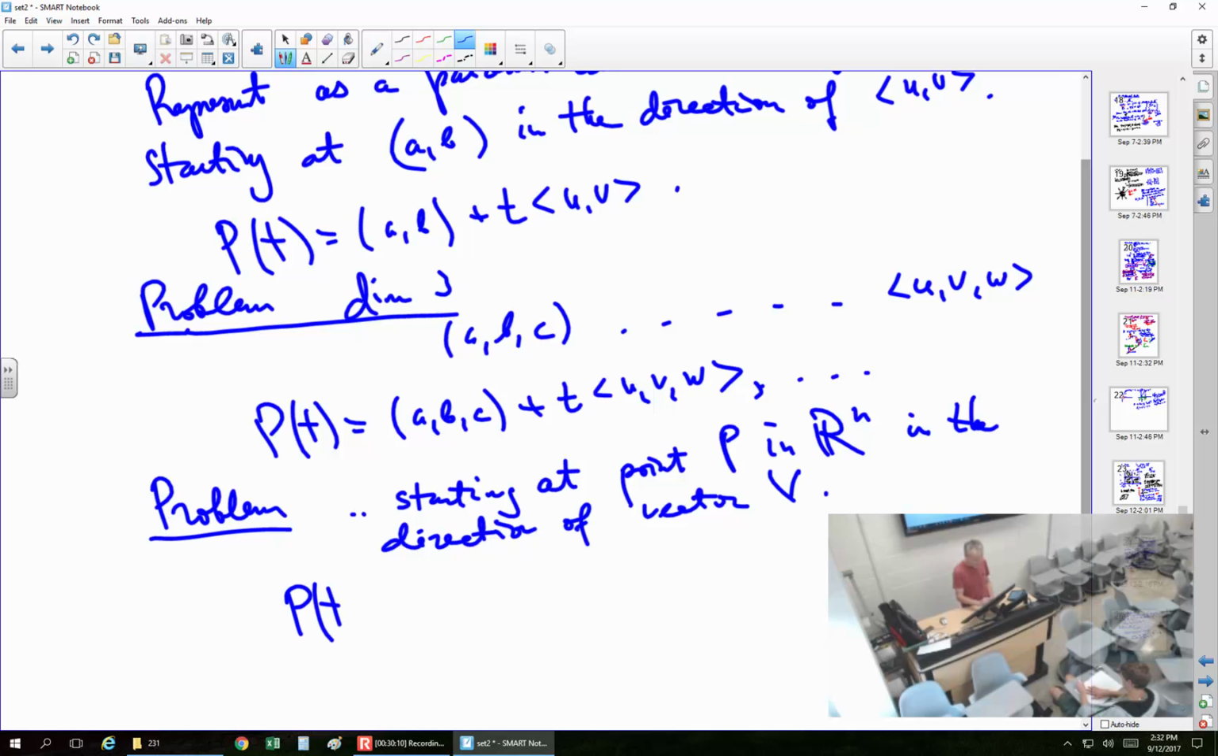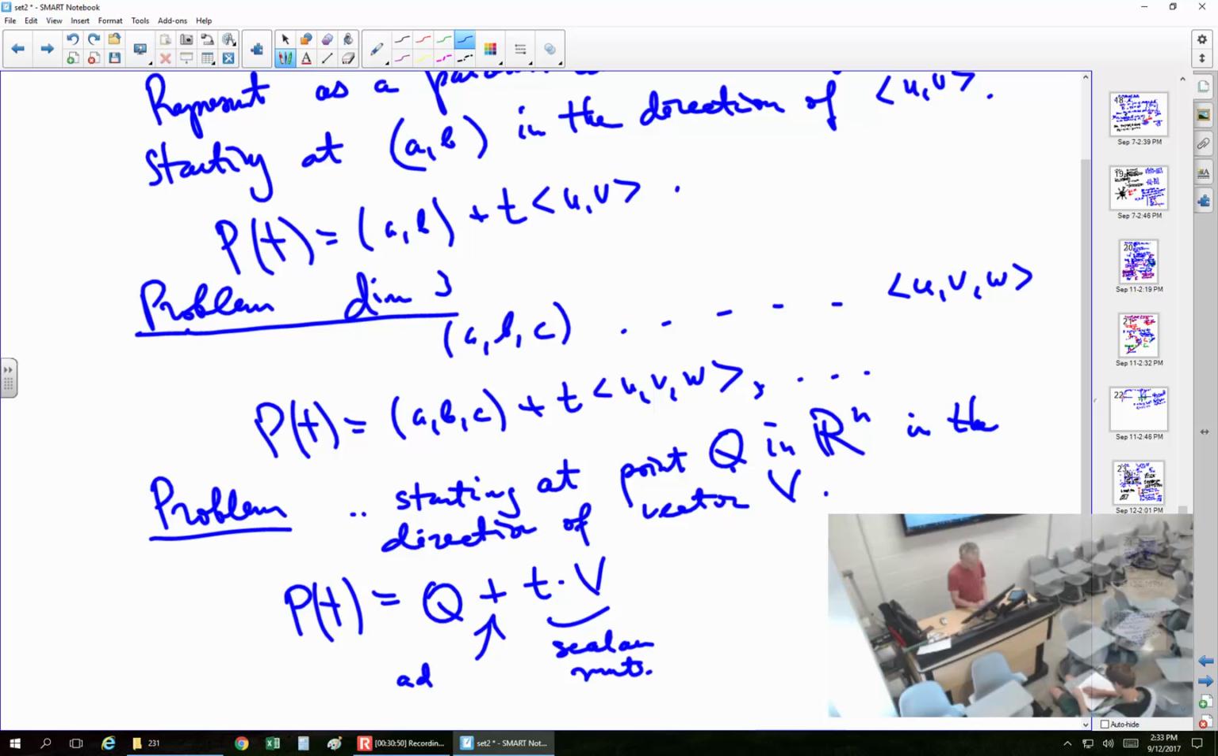So P of t is equal to, how about I call it Q instead? We have confusion here, so I'll call it Q. From a starting point Q, which has whatever the coordinates are, Q plus t times D. So it's vector addition, or rather a point plus a vector, but still it produces a location. And this is certainly scalar multiplication. Okay, so that is the answer.